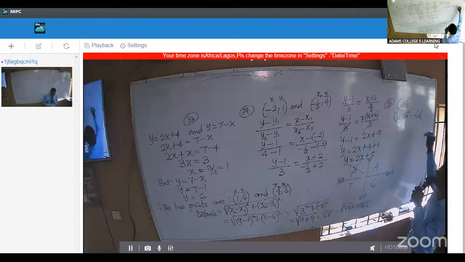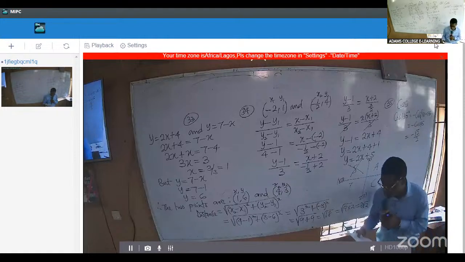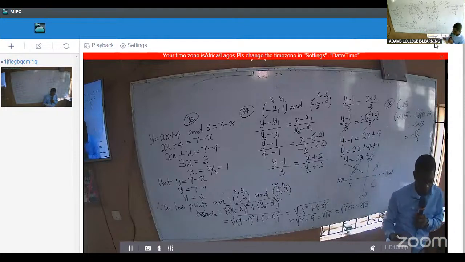I'll now subtract the angle from 180. Now that gives minus cos what now? 45. 45 is root 2 over 2, or 1 over root 2. So the answer is C.